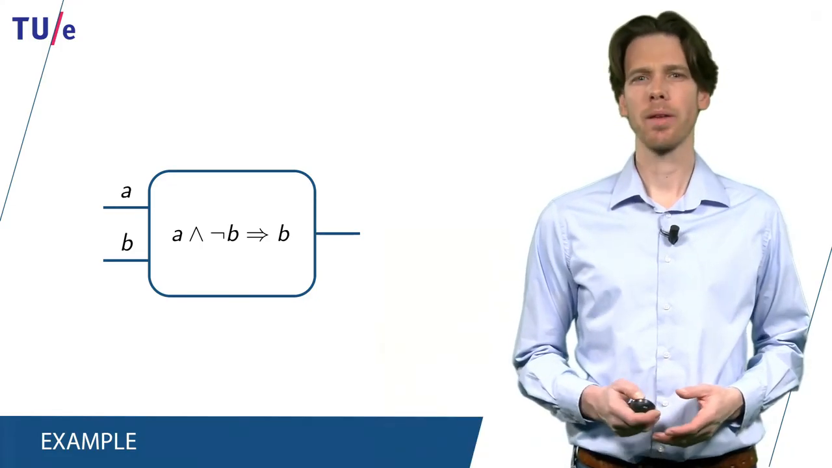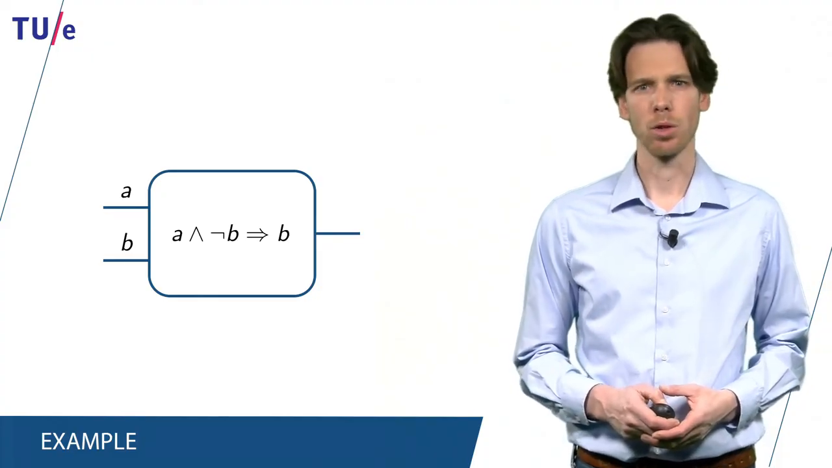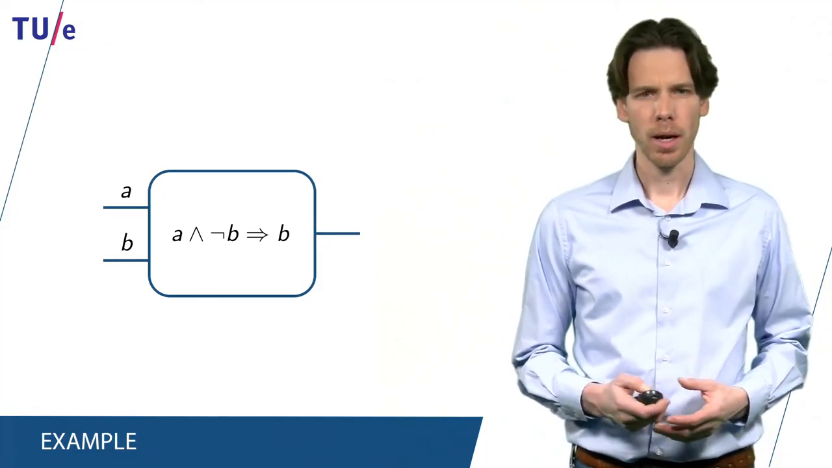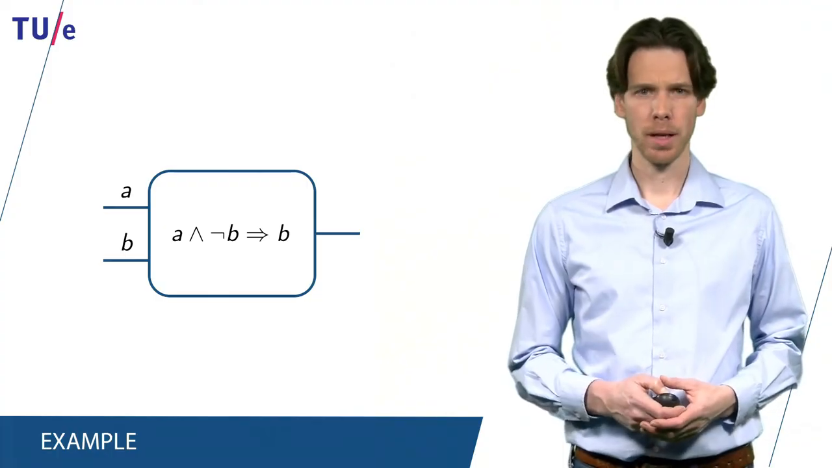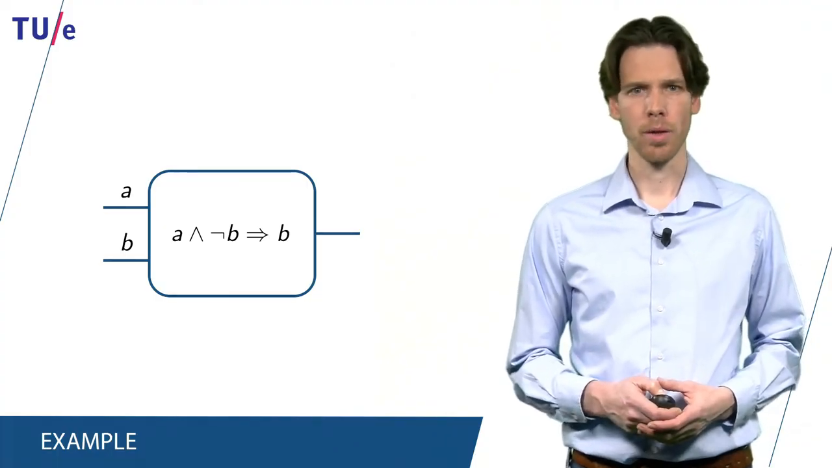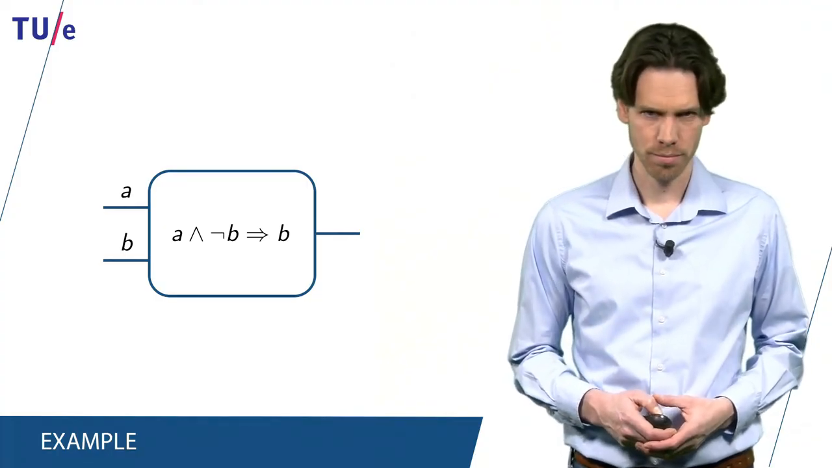In a similar way as we have done for the abstract proposition A and not B implies B, you can now associate using truth table semantics an input-output behavior with every abstract proposition. This concludes our presentation of the semantics of propositional logic.